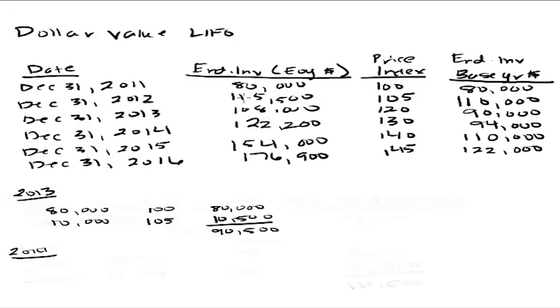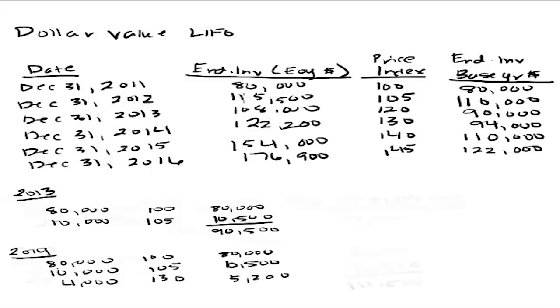So 2014. All right. So from 13 to 14, we increased 4,000. So we don't have to worry about any peel back. So we've got 80,000 at 100 still for 80,000. We've got the 10,000 at 105 for 10,500. And then now we have the extra 4,000. And that year was 130. So we've got that, which is 5,200. So if we add those together, we've got 95,700. 2014.